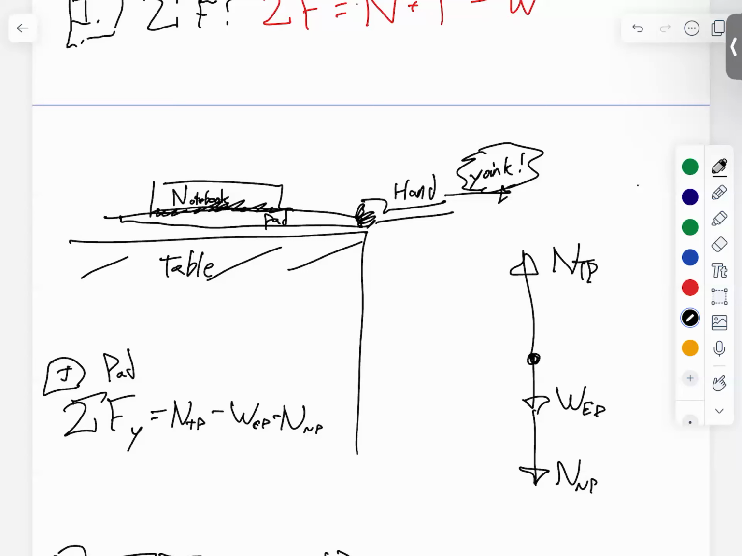Okay, so first question is, can you add the downward forces and subtract them from the upward force? Can you add these two in parentheses and do NTP minus WEP plus NNP? Let me put this to experimental arithmetic. What's 12 minus 3 minus 5? Think about it. 12 minus 3 minus 5. How do you do that? 12 minus 3 plus 5 is 8, right? 3 plus 5 is 8. 12 minus 8 is 4.